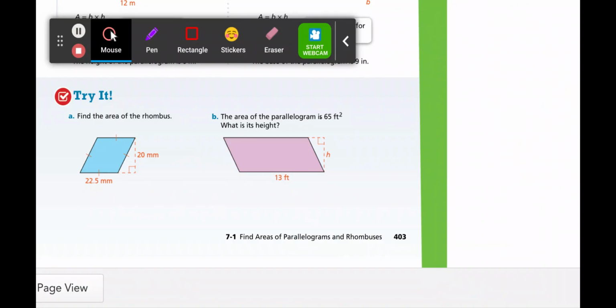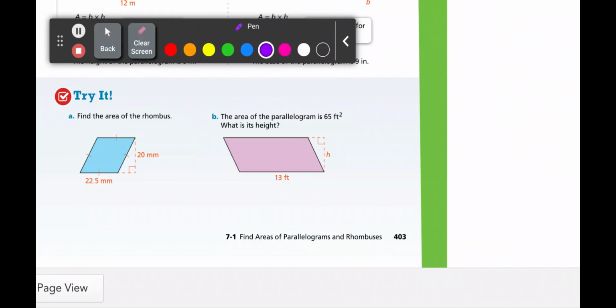Okay, let's look at this. Try it. Question A. Find the area of the rhombus. So what is the area formula? Area equals base times height. Now, today we're finding the area. So I know that the area is going to stay as A. In tomorrow's lesson, we're going to know the area and either be finding the base or the height. So it's going to change it up a little bit tomorrow. But for today, we're finding the area. So now we plug in. What's the base? What's the height?